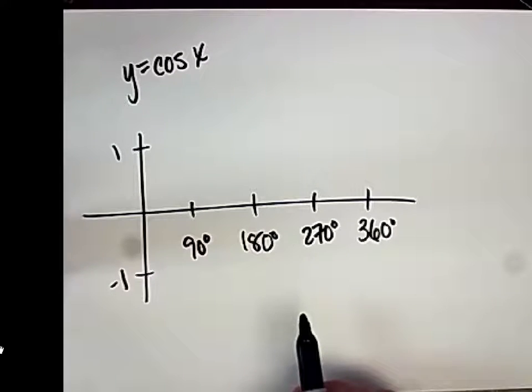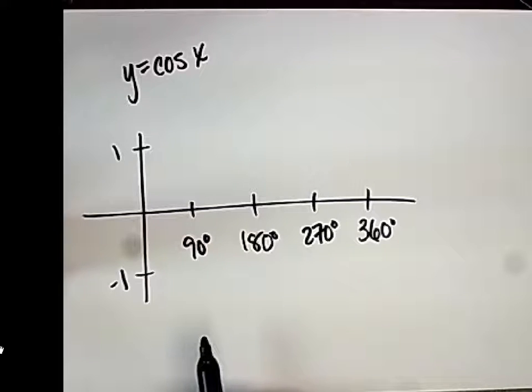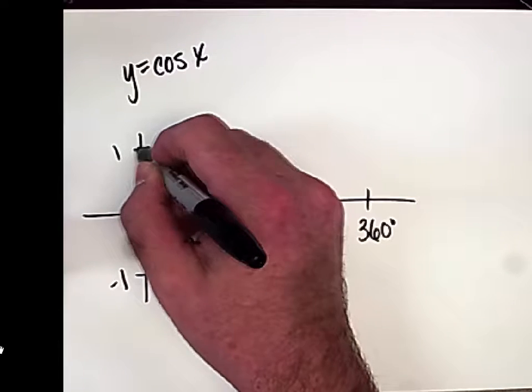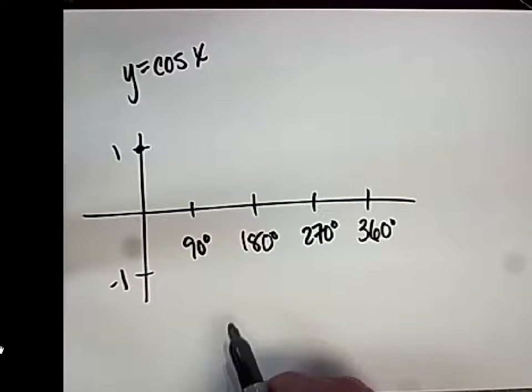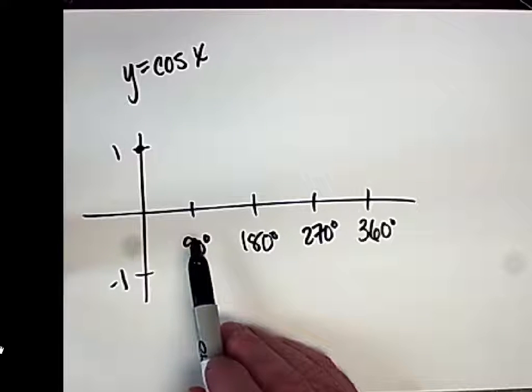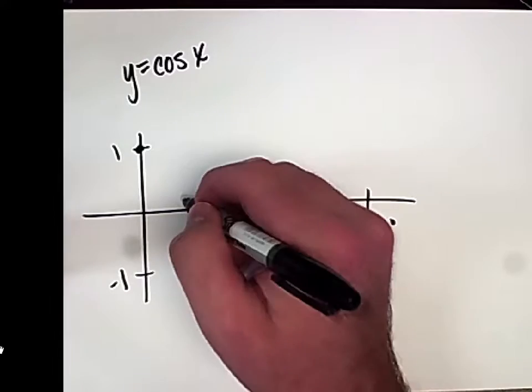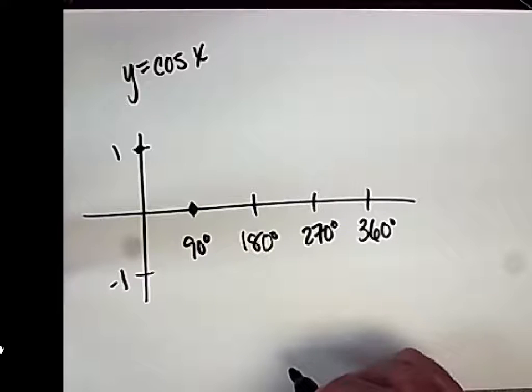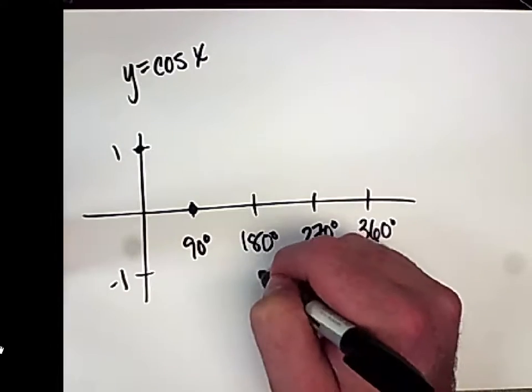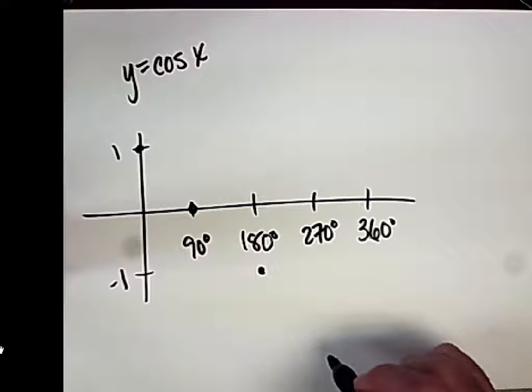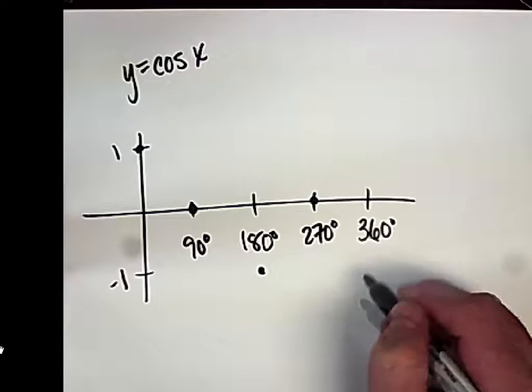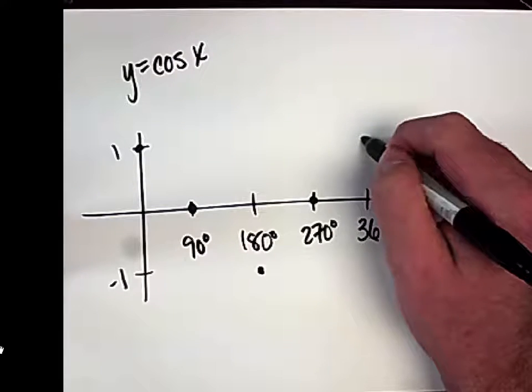However, what is cosine of 0? It's not 0. It's 1. What is cosine of 90? 0. What's cosine of 180? -1. Cosine of 270? 0. Cosine of 360 is the same as cosine of 0, which is 1.